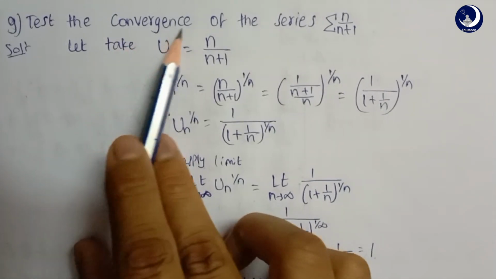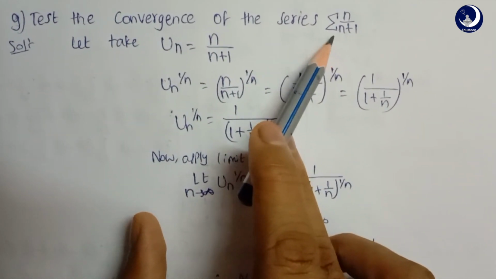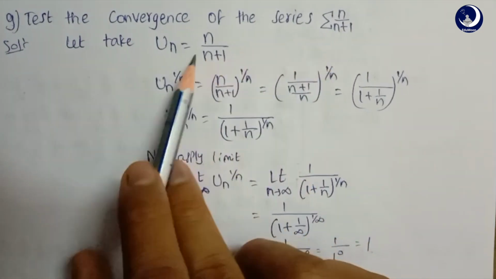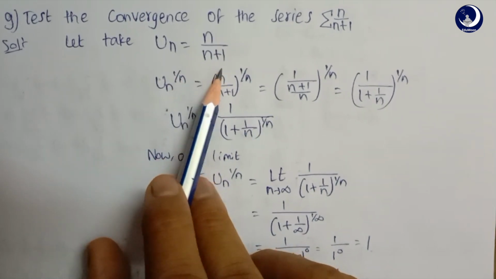Seventh. Test the convergence of the series. Here the given function is sigma of n by n plus 1. We have to find out whether this is convergent or divergent. Now let's suppose un. We consider un equal to n by n plus 1.